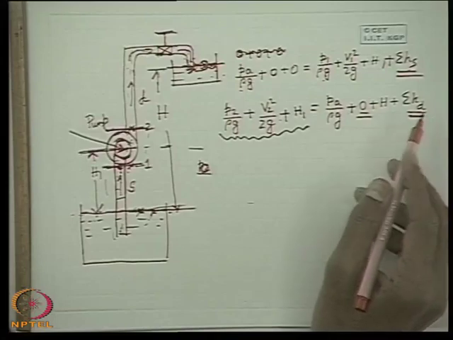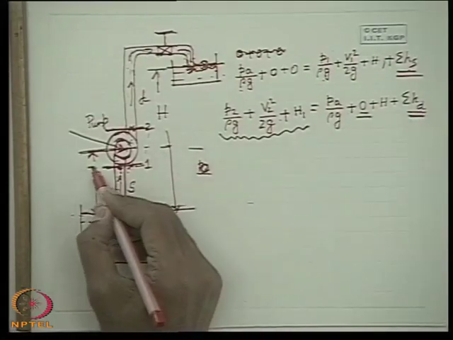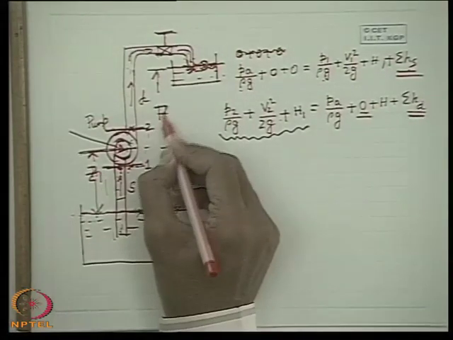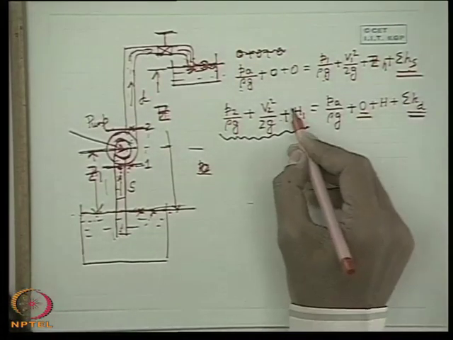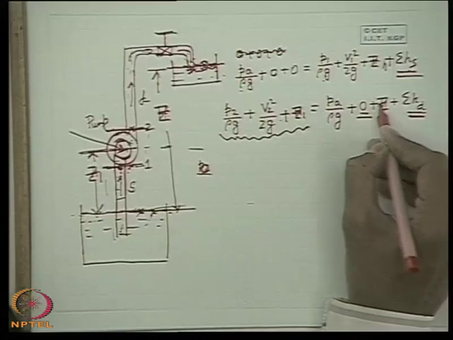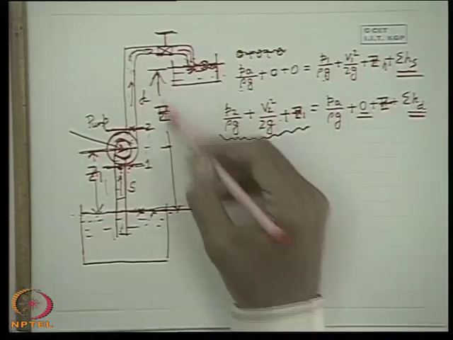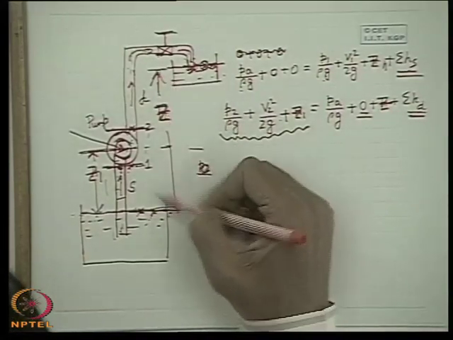H1 and H. Better we change this definition to Z1, I am sorry, to Z. The elevation is Z and Z1. It will be easier for me. Z1, I am sorry, Z1 and Z. That means I just change the nomenclature, that Z is the difference and Z1.